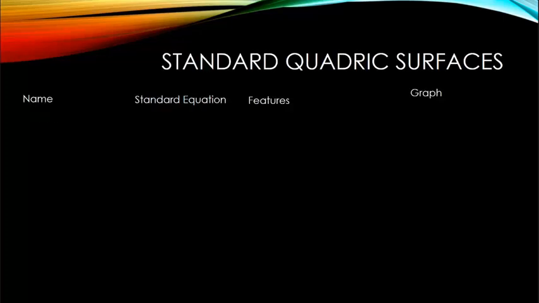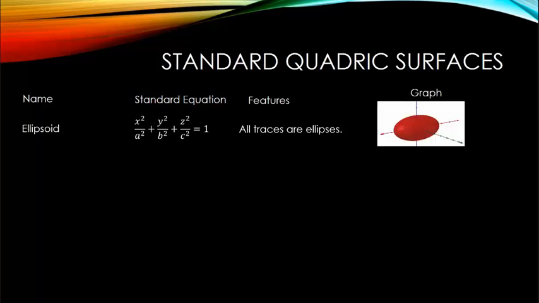So the standard quadric surfaces we're going to work with will include the ellipsoid, and the standard equation for this one looks like x squared over a squared plus y squared over b squared plus z squared over c squared is equal to 1. All the traces for an ellipsoid will be ellipses, and the graph of the ellipsoid is shaped like an oblong lozenge.